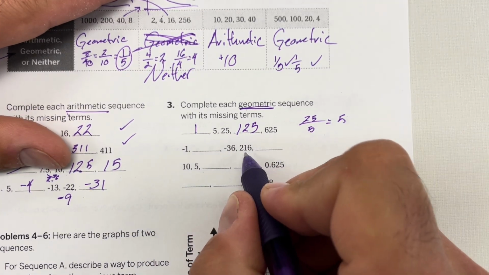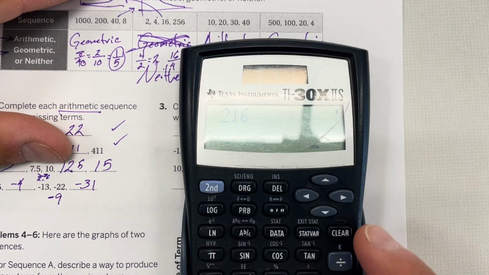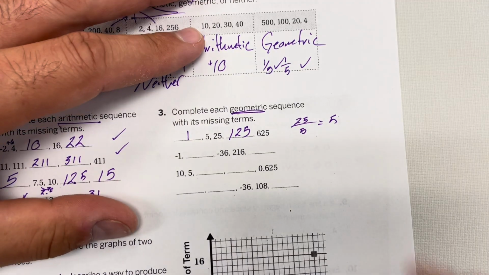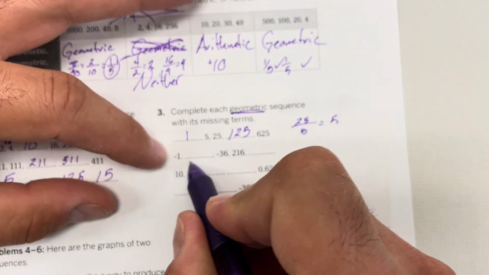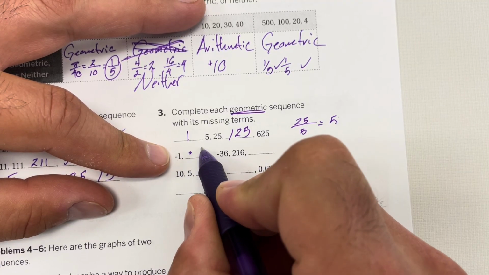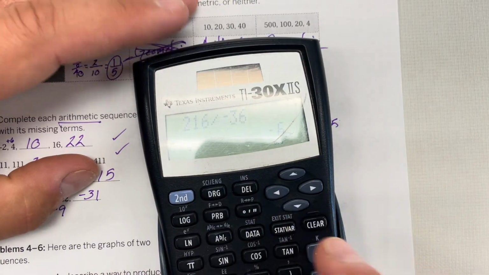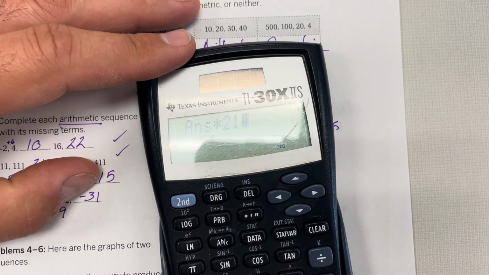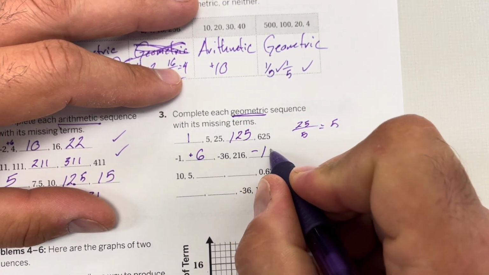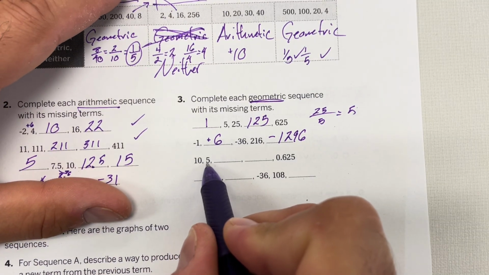Negative 36 turns to 216. Let's take that ratio and do 216 divided by negative 36. We get a ratio of negative 6. That means as we go from here on, we're going to multiply by a negative 6. And a negative times a negative would make a positive. 1 times 6 is 6. And 216, negative 6 times 216 would make a negative 1,296. Okay, looks like these numbers are getting cut in half.